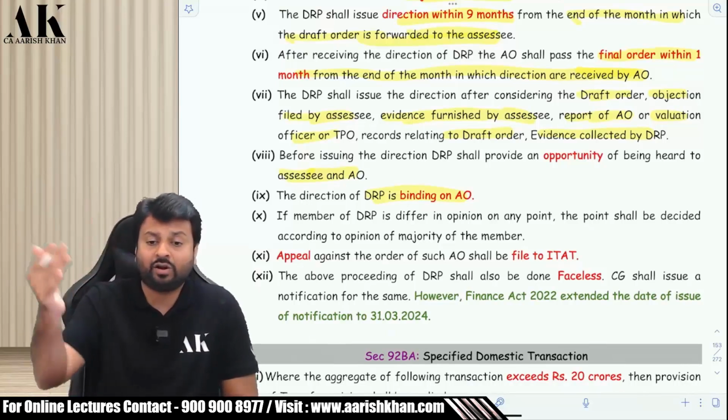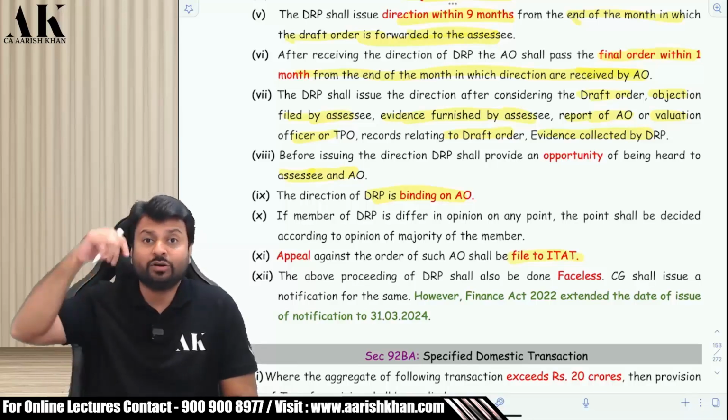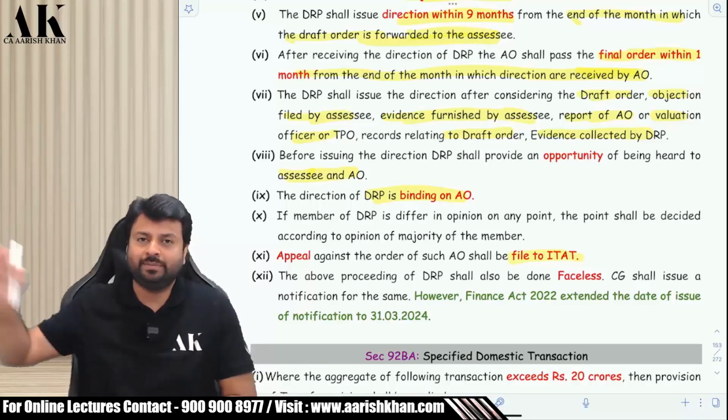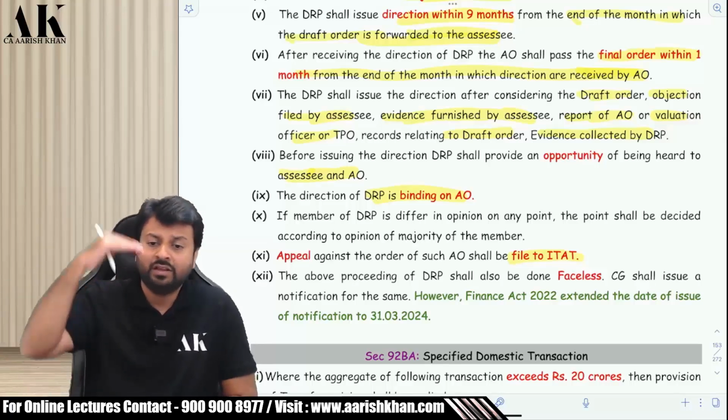The assessee can appeal later against the order of the AO to the ITAT. So against the order of DRP, you can directly go to ITAT now. You are not going to go to CIT appeal because 3 CITs have already passed the DRP order, so it doesn't make sense to go to CIT appeal. You have to go to ITAT now.